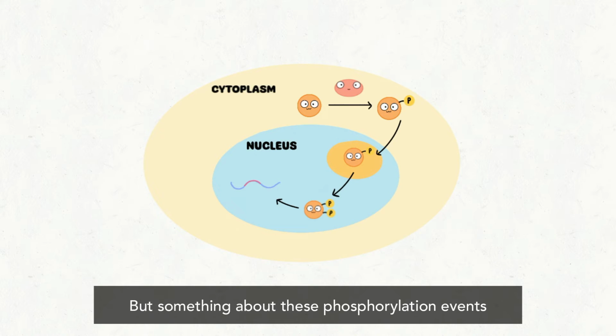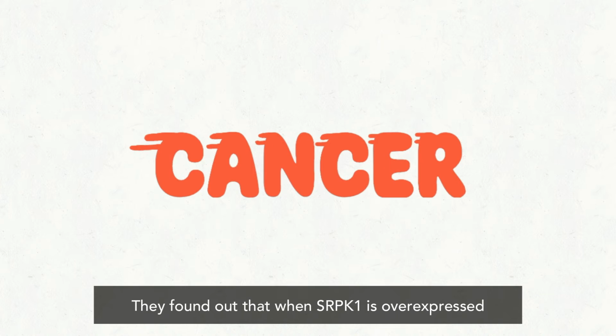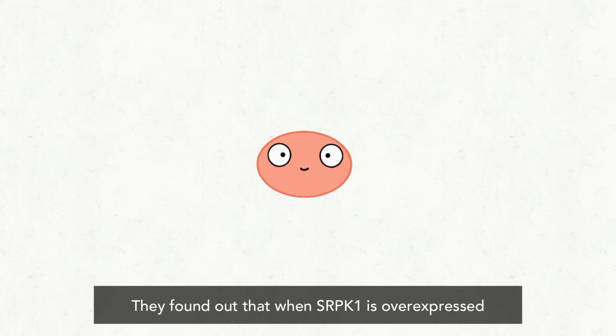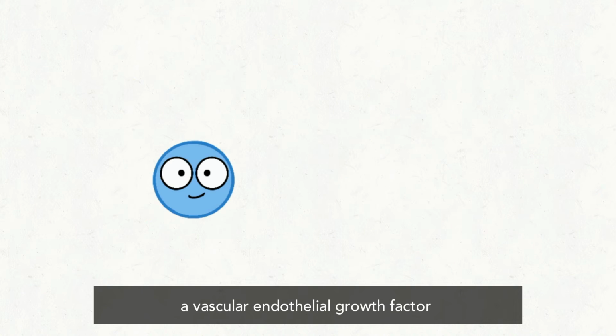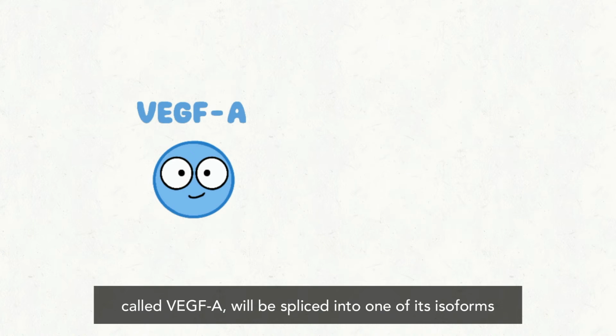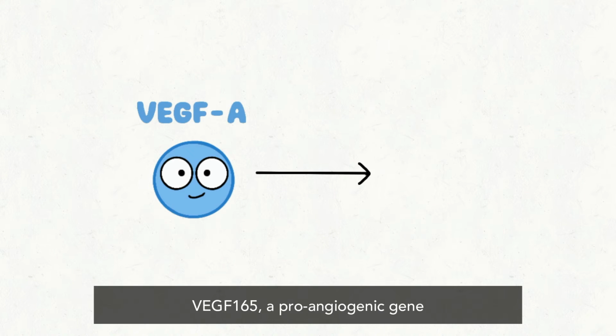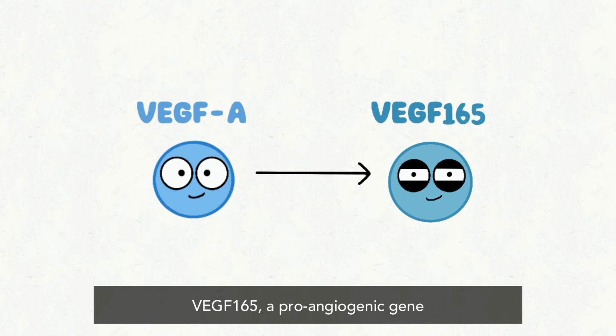But something about these phosphorylation events started to worry scientists when they found out that the dysregulation of the events is linked to cancer. They found out that when SRPK1 is overexpressed, or SRSF1 is phosphorylated all the time, a vascular endothelial growth factor, which promotes the growth of new blood vessels, called VEGF-A, will be spliced into one of its isoforms, VEGF-165, a pro-angiogenic gene causing more blood vessels to form and tumors to grow subsequently.